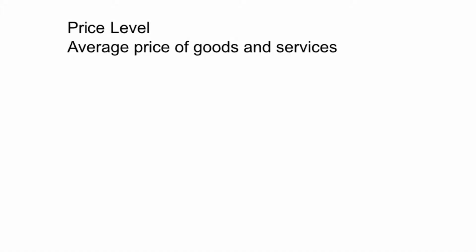So the last big macro variable we're going to talk about in this class is the price level and inflation. Price level is more of a conceptual idea that theoretically you could come up with some average price of all goods and services in the economy. And then the inflation is at what rate is that price level changing, okay?